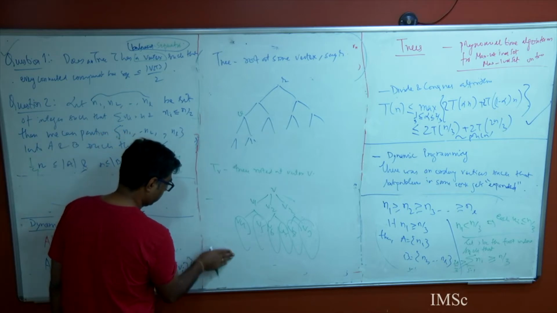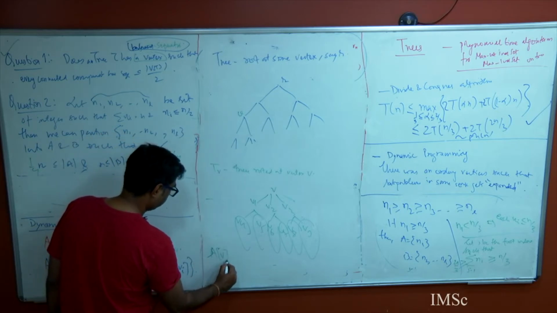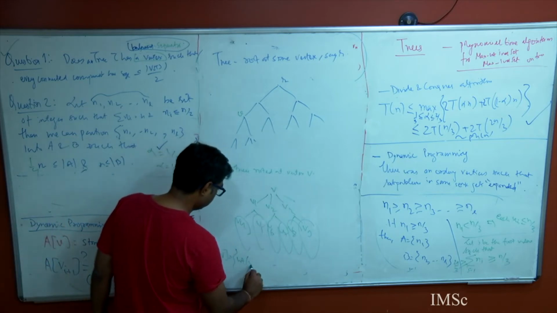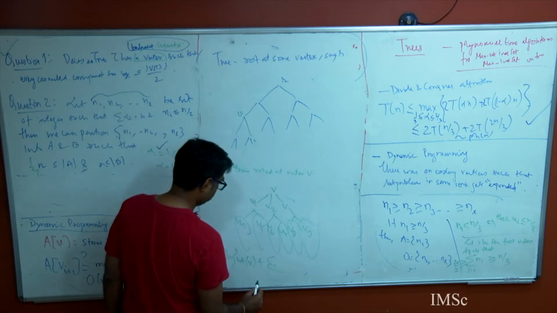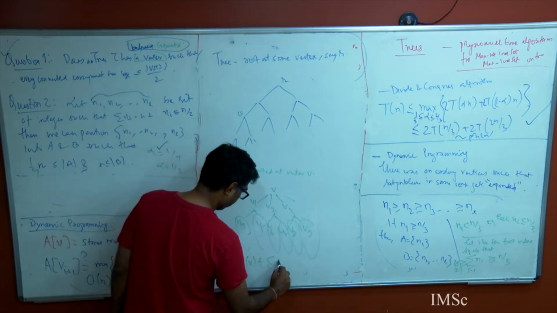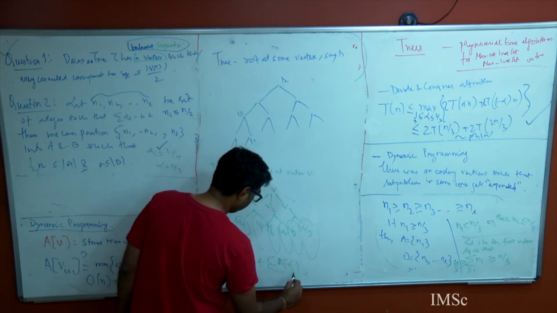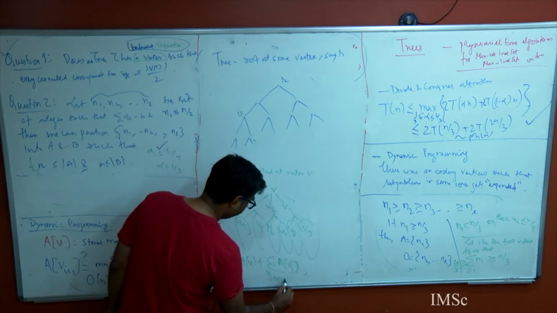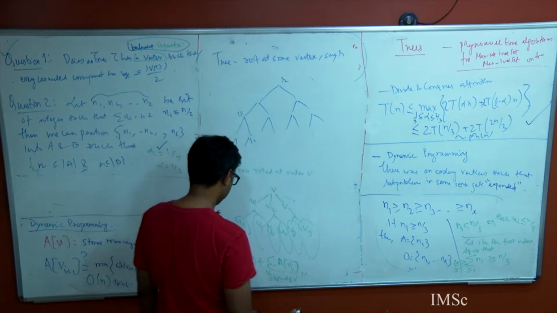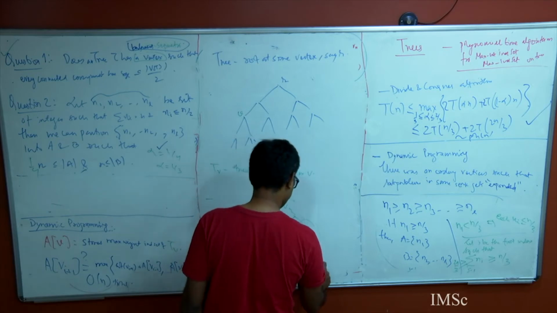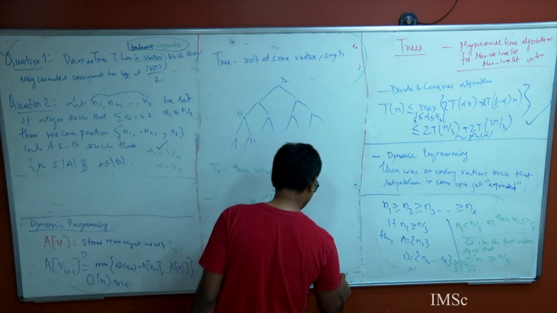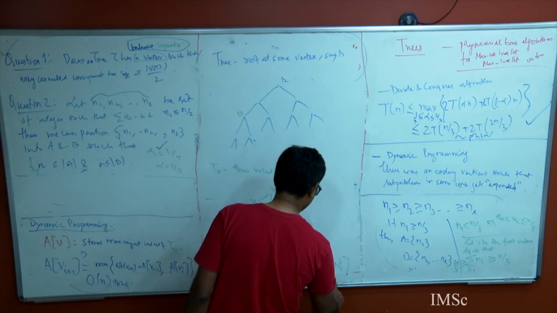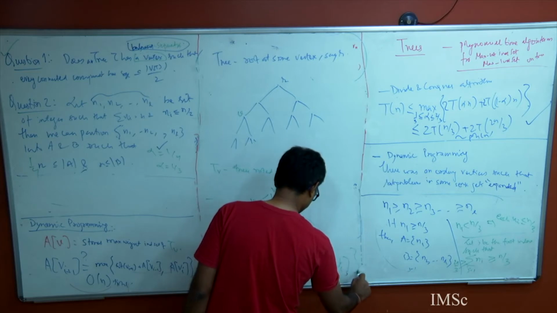So either AV is the weight of V plus summation of AVj, where Vj is a grandchild of V, or the summation of AWi, where Wi is in the neighborhood of V. Okay, is this correct?